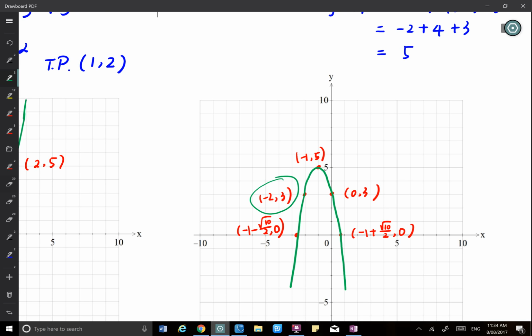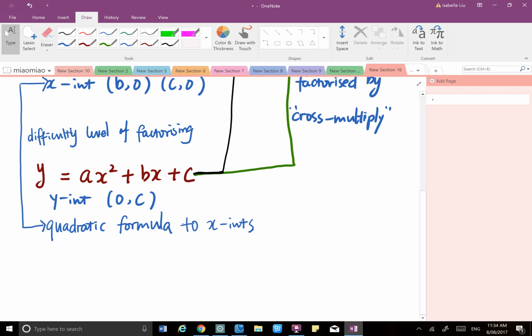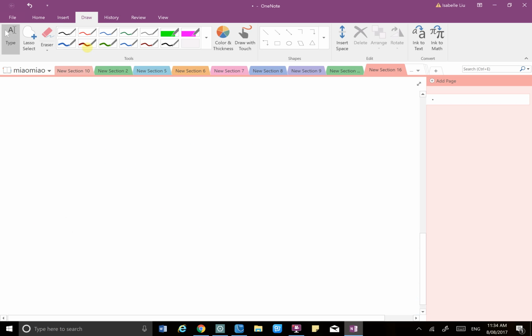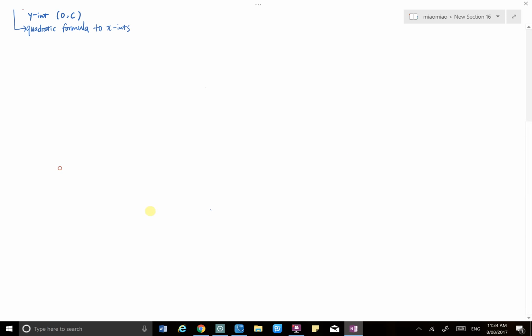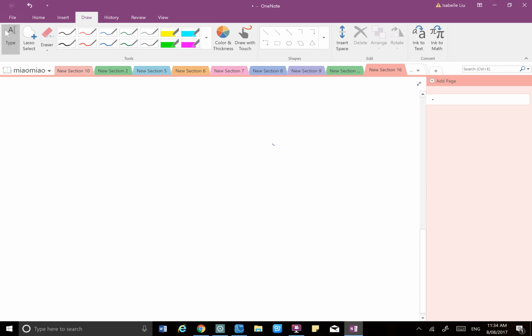Okay, everyone, we have learned all the techniques of sketching for quadratics. I just give you another general view on that because we learned something new here. Okay, so what I will do is I will start a line here. Okay, let's have a think. What can we do?